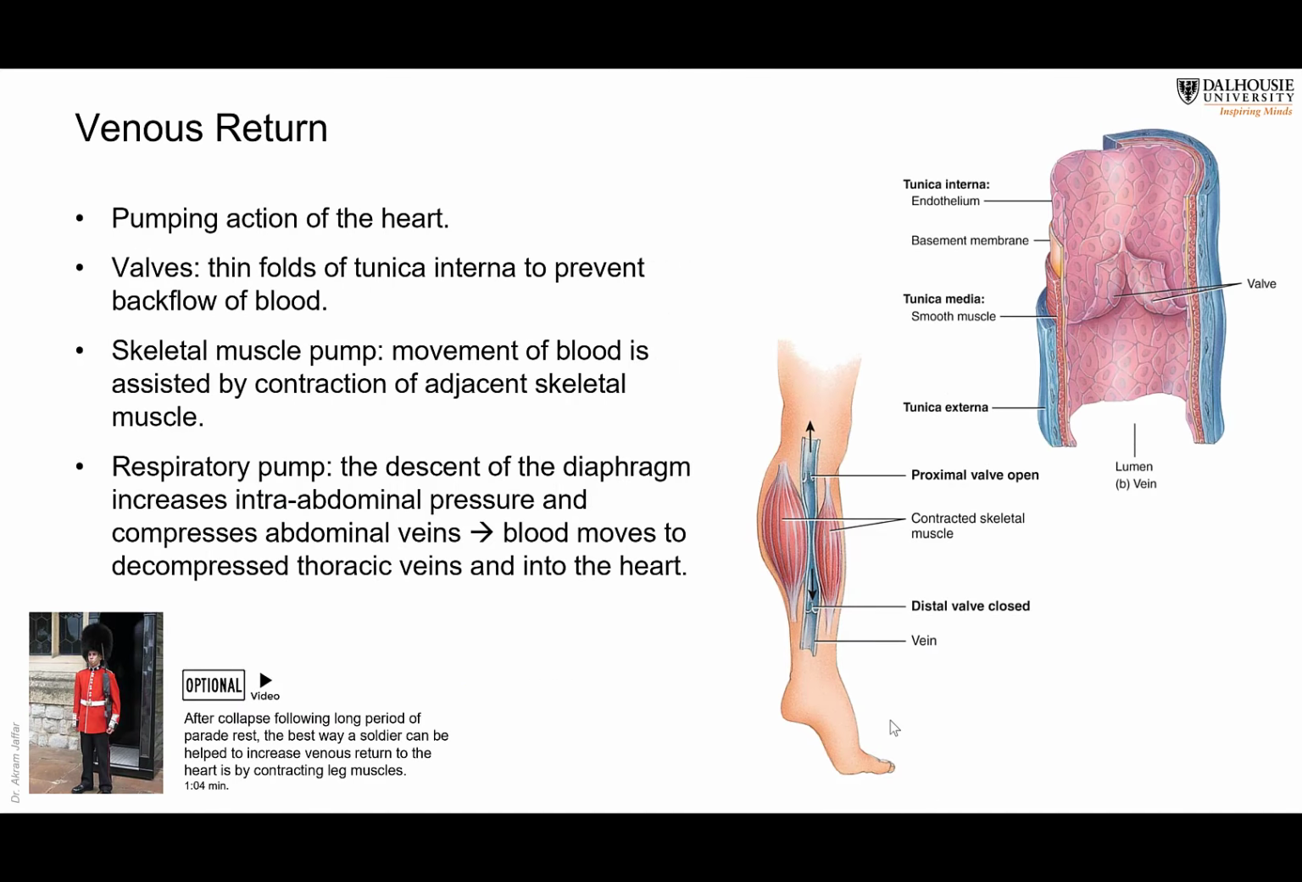Now, venous return, how does the blood return back to the heart? It's either by the pumping action of the heart, or, and this is one of the main reasons, actually, the presence of valves in the wall of the vein. You can see these valves. They look like the cusps of the semilunar valves. So they are cup-shaped, and they allow unidirectional flow of blood.